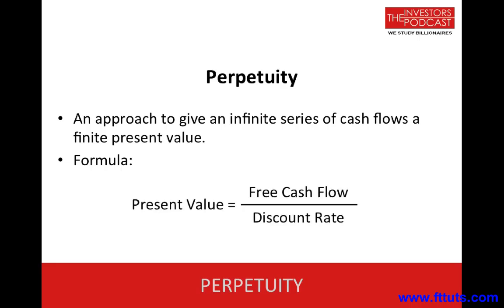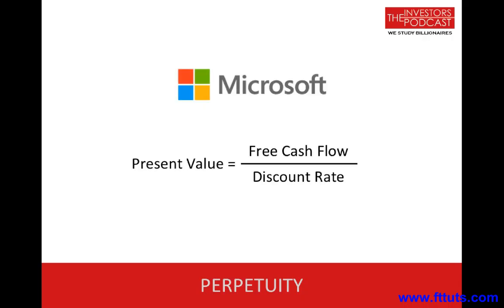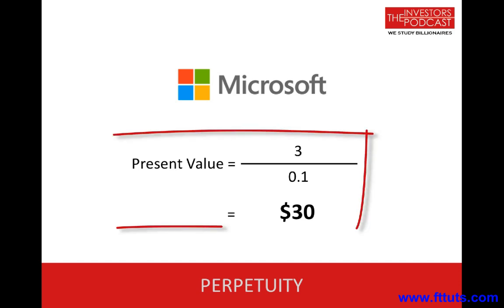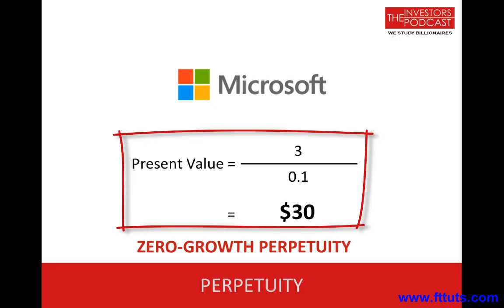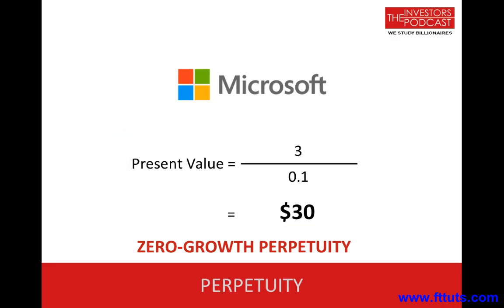So if you expect that Microsoft will be spinning off $3 in free cash flow every year indefinitely, and you estimate the discount rate to be 10%, the intrinsic value of one Microsoft stock is 3 divided by 10%, equal to 30, or it has a value of $30. We just calculated a zero growth perpetuity, and it's an approach that gives you a quick idea of the stock valuation without doing a thorough analysis, and thereby perhaps quickly move on to another security.